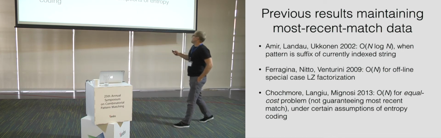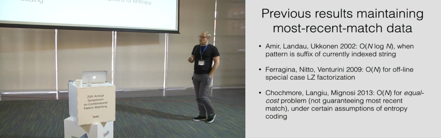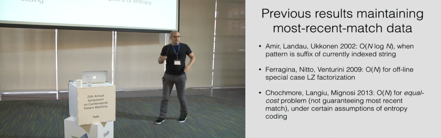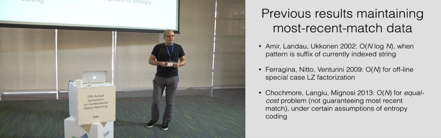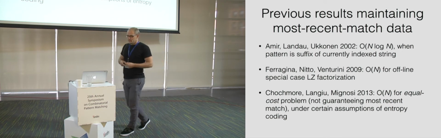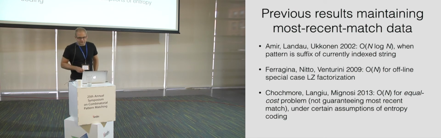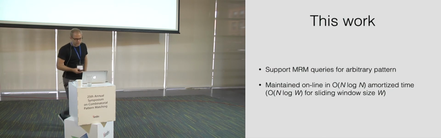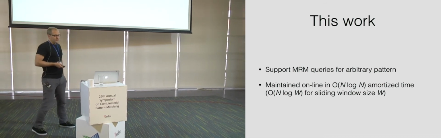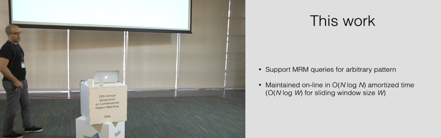This work by Crochemore, Langiu and Mignosi does work with a sliding window. It's online, but they cheat a little bit. They don't actually give the most recent match. They only give a recent match that's recent enough to be coded in the fewest number of bits, given some premises for the entropy coding. So this work supports general most recent match queries for arbitrary patterns, and we do it with a logarithmic factor.